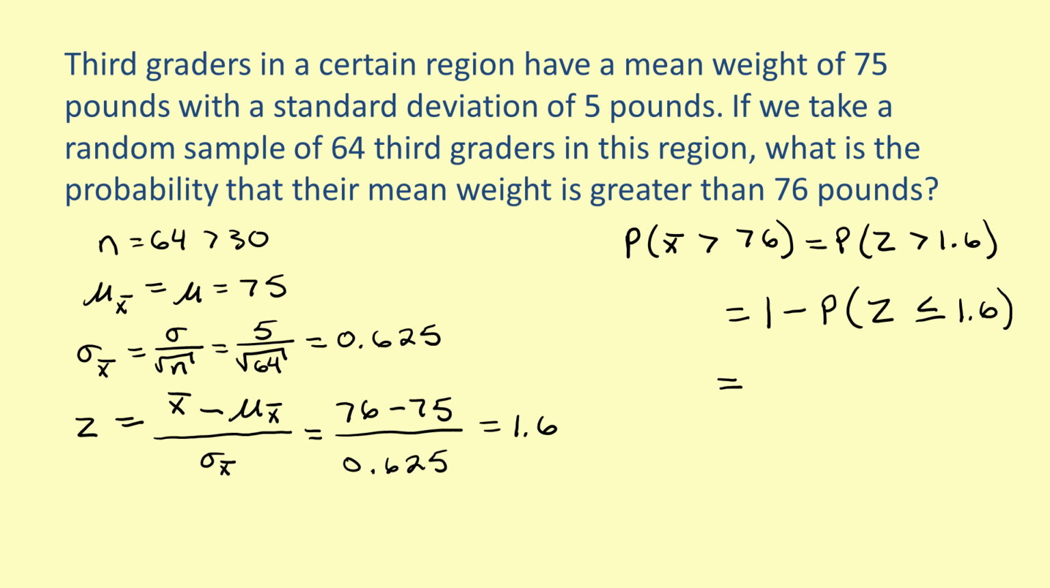If we look at a z-table, we find that the probability that z is less than or equal to 1.6 is 0.9452. Evaluating, we get a final answer of 0.0548. Thus, the probability that the mean weight of a random sample of 64 third graders in this region is greater than 76 pounds is 0.0548, or 5.48%.